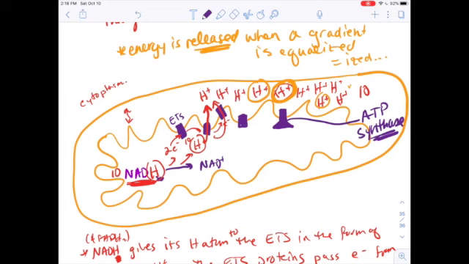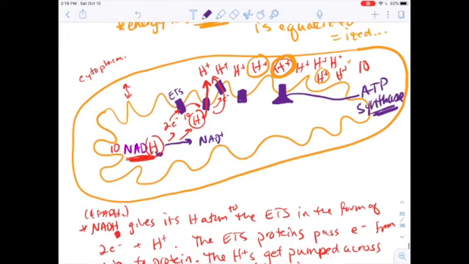ATP synthase catalyzes the reaction that synthesizes ATP. This is the reaction this enzyme catalyzes: ADP getting its phosphate group back to become ATP. We could write ATP synthase right above that arrow in teeny tiny letters. But you know this takes energy. So where does ATP synthase get this energy from? From the protons equalizing the gradient through it.